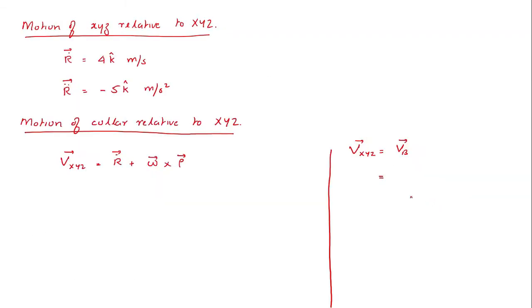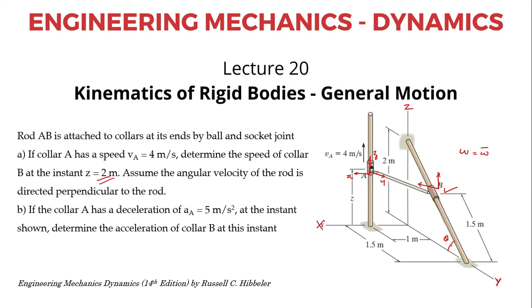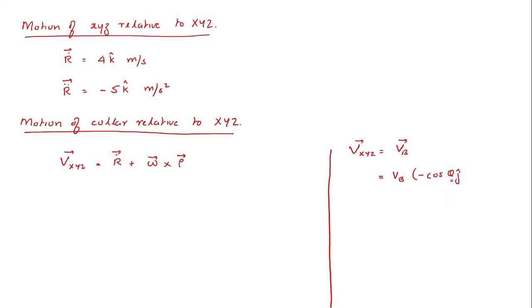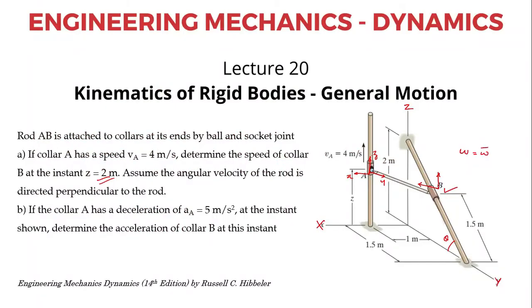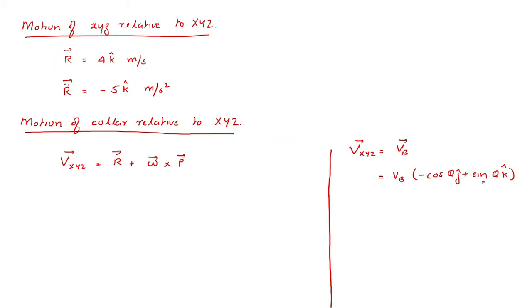So that will be equal to the magnitude VB into minus cos theta into j cap. This theta inclination is with respect to the y-axis, so the cos component is in the opposite of the y direction. That is why I put minus cos theta into j cap, and plus sin theta into k cap. The vertical component is along the capital Z axis, so I have plus sin theta into k cap.